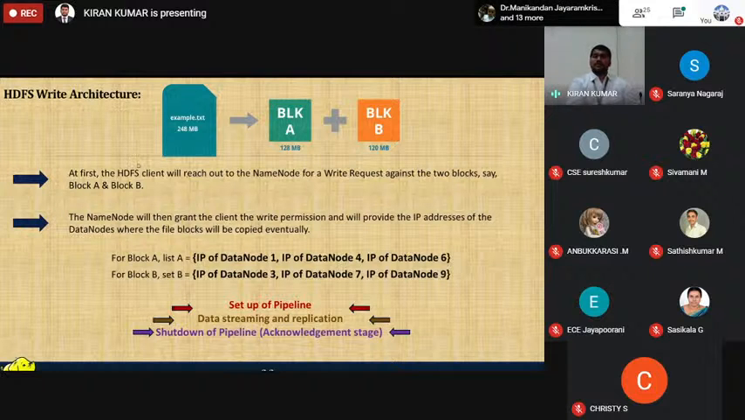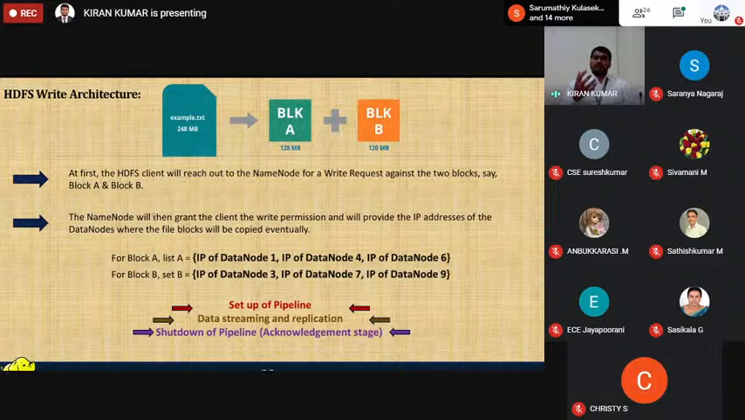So let us see what different steps are involved in the write architecture, to write the data into the Hadoop architecture. At first, the HDFS client will reach out to the name node, because only the name node knows where exactly the space is available in the data nodes. So we reach out to the name node with a write request, saying that I need to write block A and block B in the architecture. What happens?